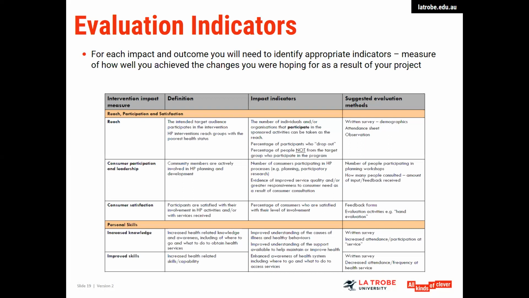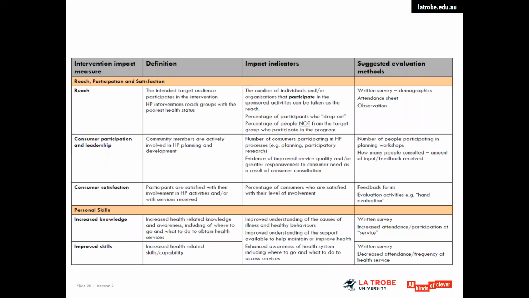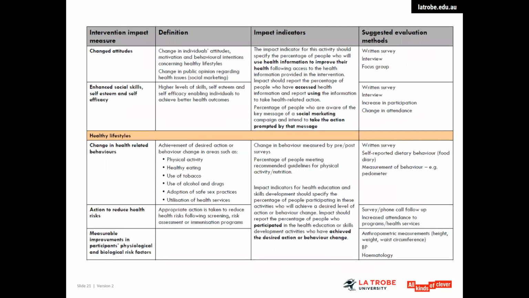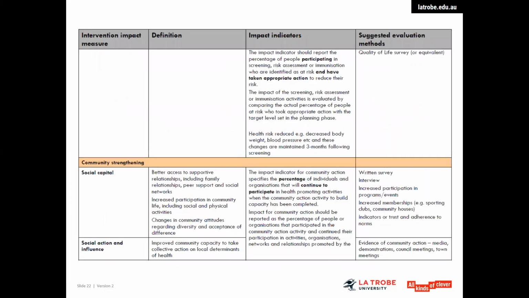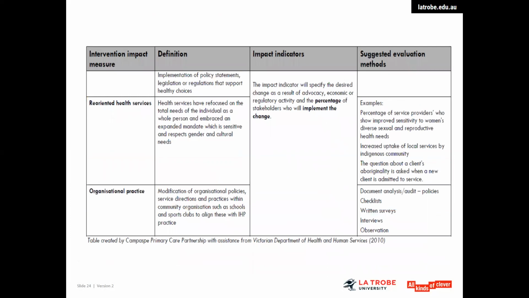We could look at things like decreased attendance as well, that if people have got that information and increased knowledge or skills, that they no longer need to access that service. So we can just measure whether there's been an increase or a decrease. As I say, I'm not going to go through all of these, there's a number of key areas in this document and examples of indicators. So I'd encourage you to have a look at those. It's available as a PDF on LMS for you.